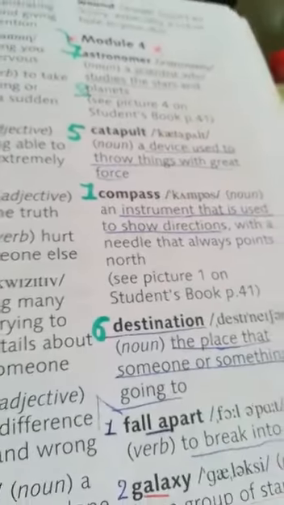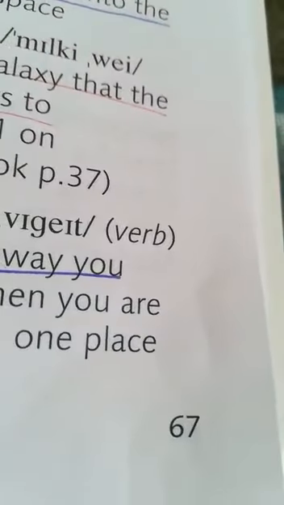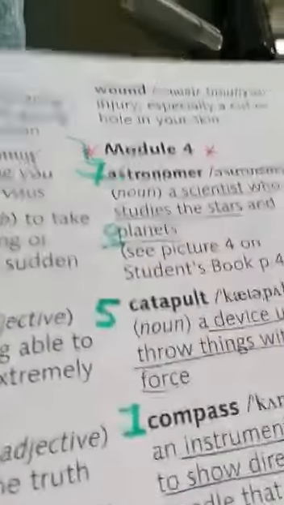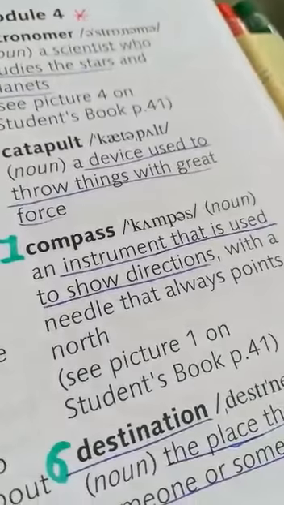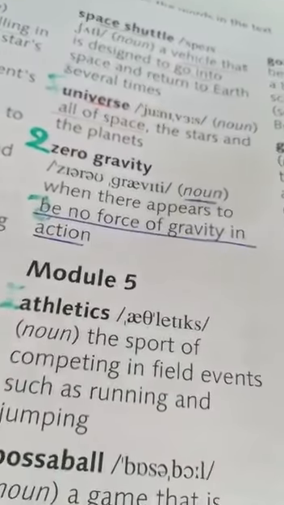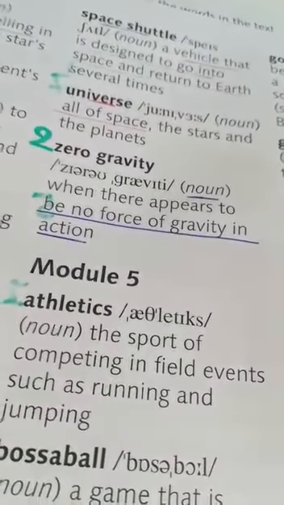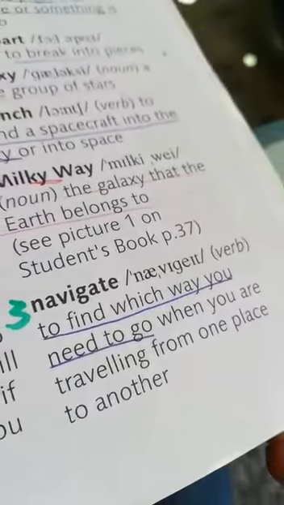Now you can open your activity book page 67 to know the meanings. Number 1, we have a compass, an instrument that's used to show directions. Number 2, in the next page, zero gravity, to be no force of gravity in action. Number 3, navigate, to find which way you need to go.